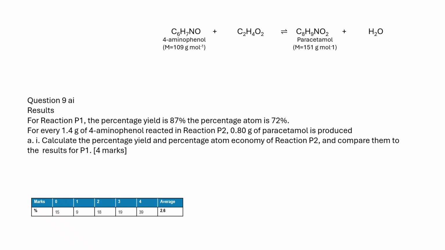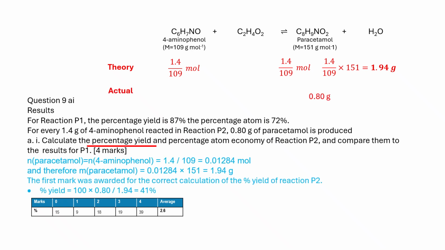The efficiency of a chemical reaction is quantified by its percentage yield. This metric represents the ratio of the actual product mass obtained from a reaction to the theoretical mass that could be produced, as determined by the stoichiometry of the reactants. To calculate the percentage yield of paracetamol in reaction P2, one must first determine the theoretical yield of paracetamol, followed by calculating the actual mass as a percentage of this theoretical mass.